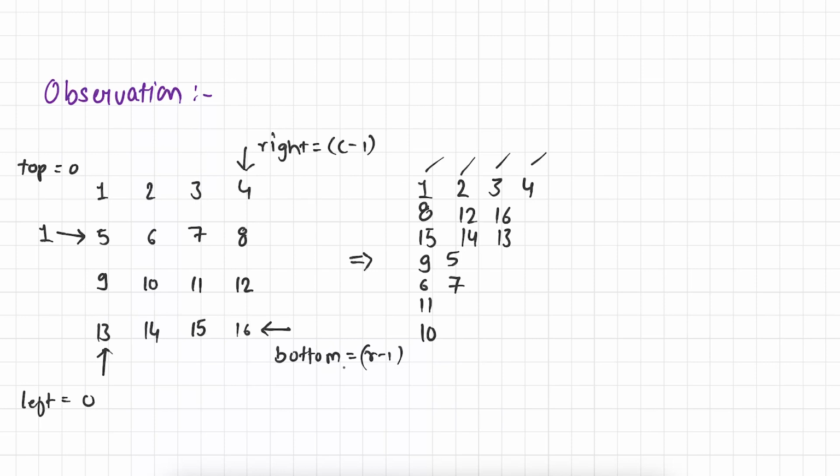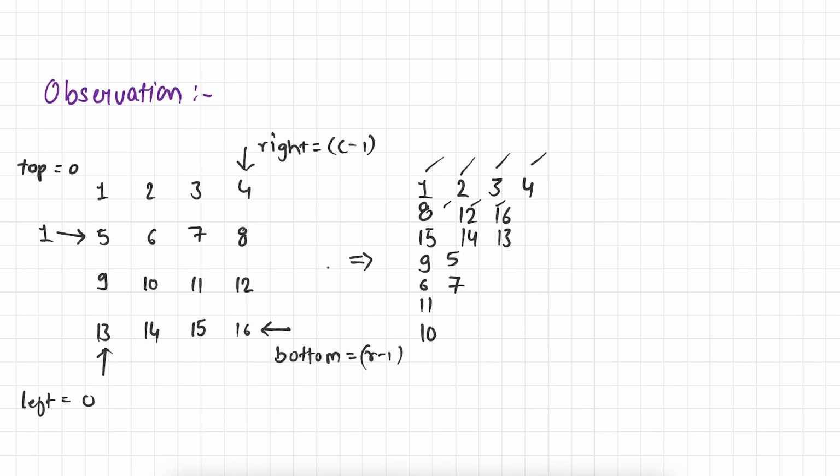And we initialize this bottom to r-1. And what is r here? R is the number of rows. So here you can see that there are 4 rows, so the index of this row is r-1. This time we are going to consider the last column and traverse it from top to bottom. After traversing we get 8, 12 and 16.